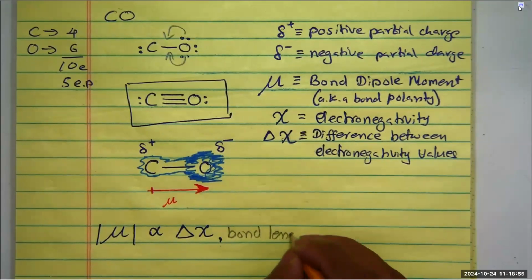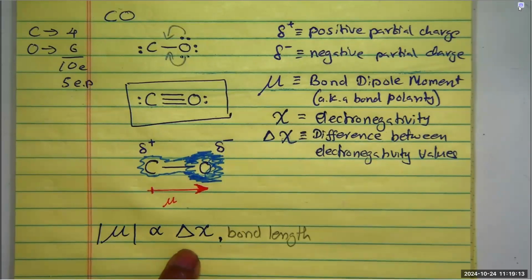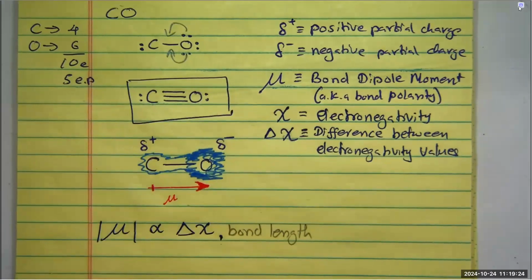Bond length. By the way, I wrote this in pencil not because I ran out of ink in my blue pen. Can somebody tell me why I wrote that in pencil? William, do you know why? Because it is not that important. Because the most important thing that you need to focus on is the delta chi. And I haven't seen any questions in exams or quizzes where you have to resort to bond length to determine the relative bond polarity. But for the completion of our notes, I mentioned that. I'll do one example and that's it.